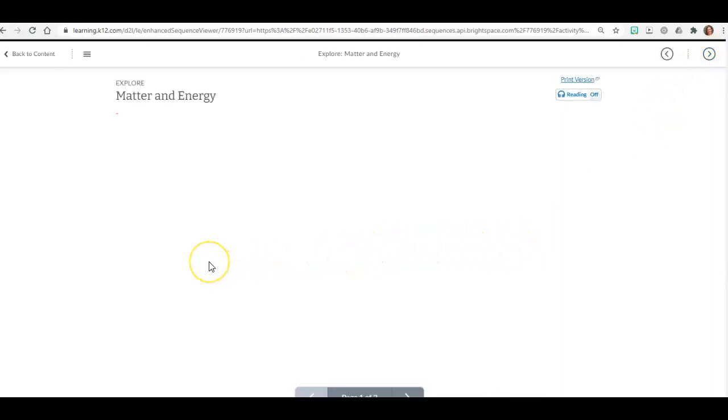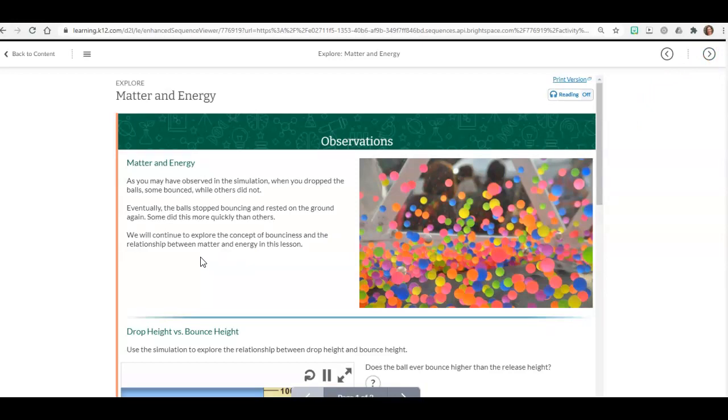All right, so as we get into the content of the lesson, let's take a look. Talking about matter and energy, as you may have observed in the simulation, when you drop the ball, some bounced while others did not. Eventually, the ball stopped bouncing and rested on the ground again, and some did this more quickly than others.